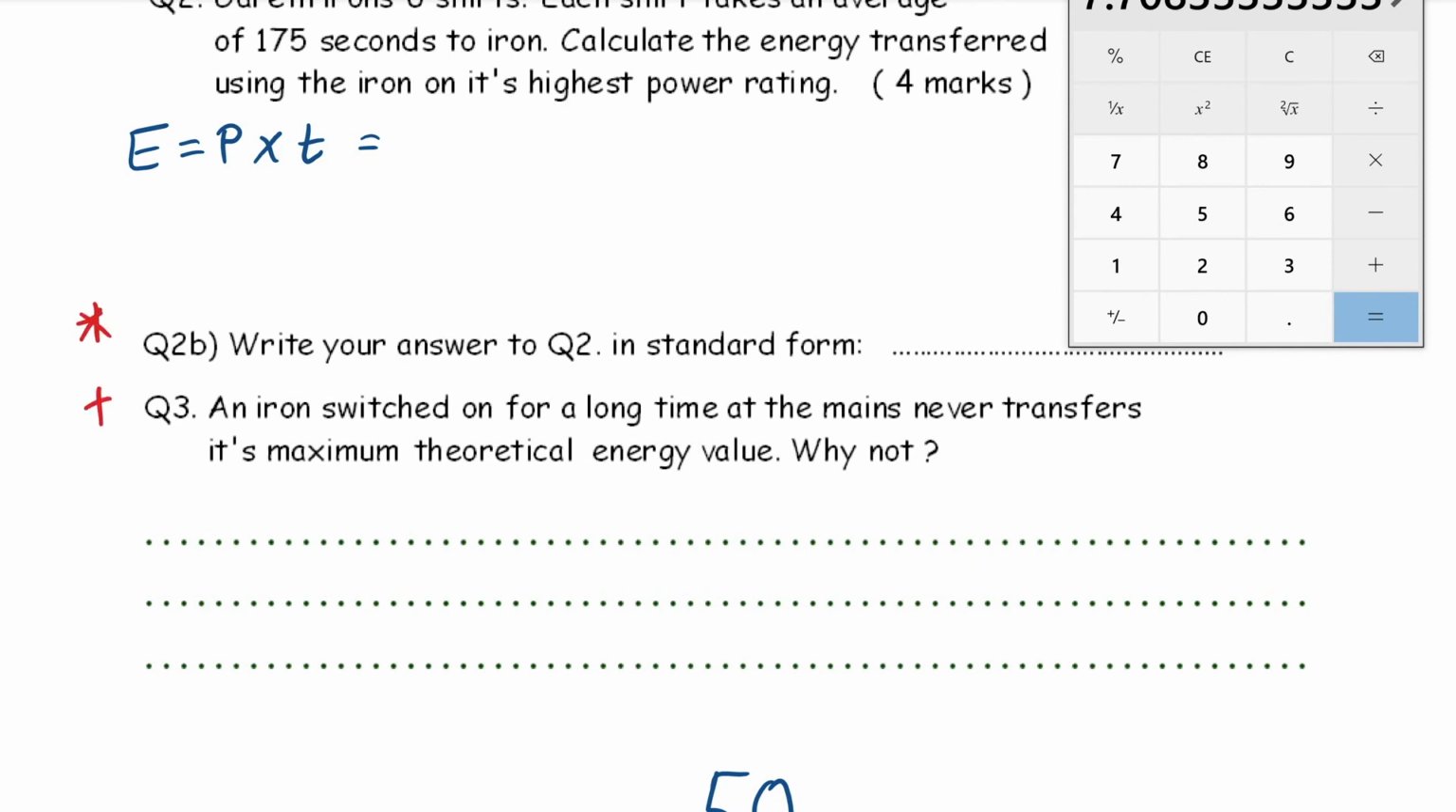Question 3. An iron switched on for a long time at the mains never transfers its maximum theoretical energy value. Well, I'll give you a little clue there. It's more than a clue, it's the answer. Some energy is wasted and is transferred into other forms of energy, and is wasted not on ironing the garments, the clothes, but is wasted to the surrounding air, heats up the surrounding air.